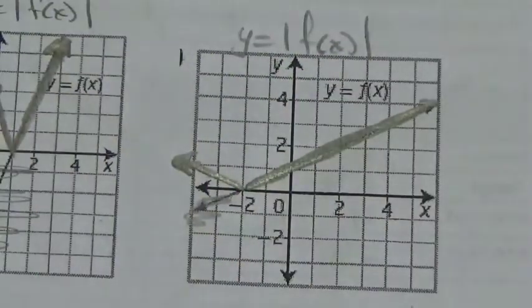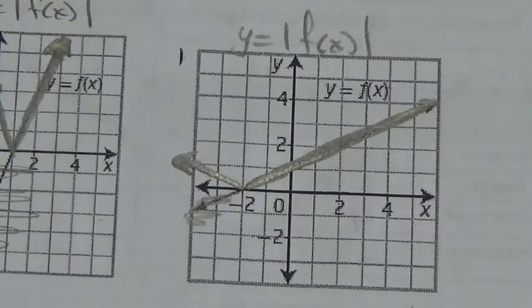So essentially, anything that dips below into quadrants 3 or 4 is going to get reflected over the x-axis into quadrants 1 and 2.